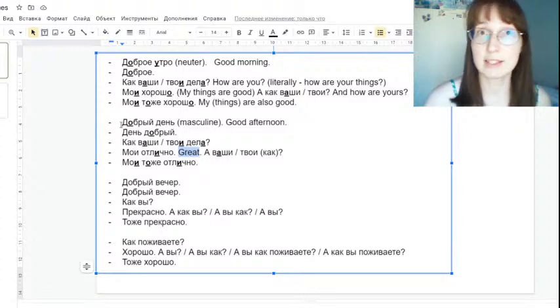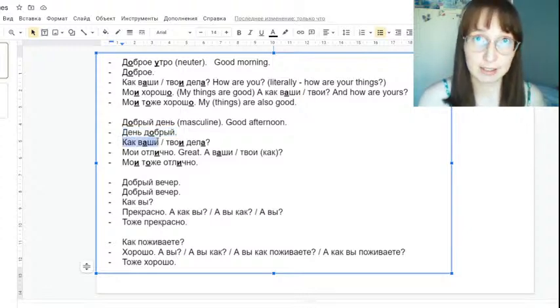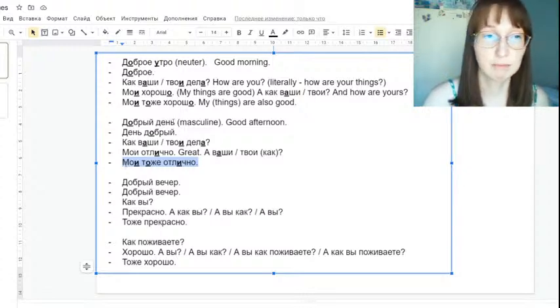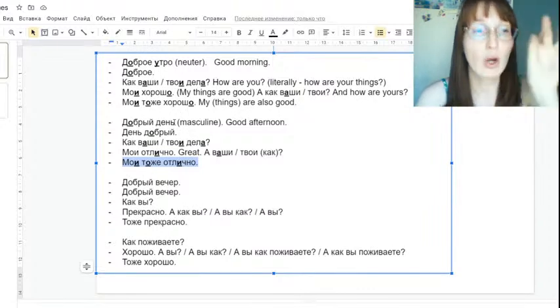I'm gonna read this dialogue one more time. Добрый день. День добрый. Как ваши дела? Мои отлично. А ваши? Мои тоже отлично. Informally. Oh, no. Sorry. It was formally. Now, informally.